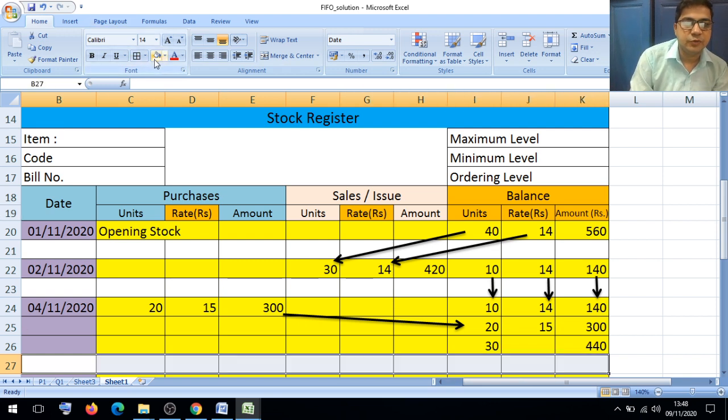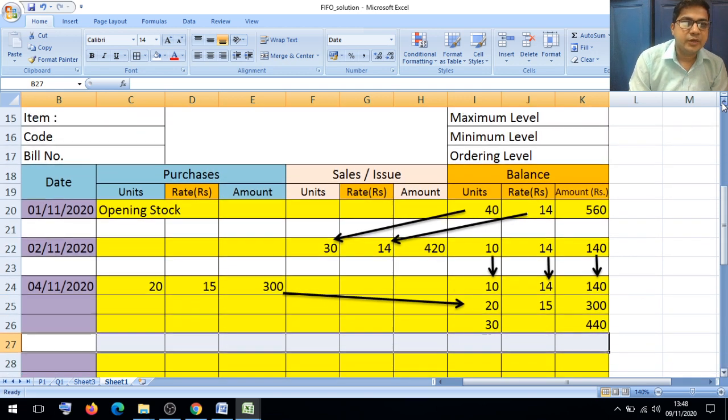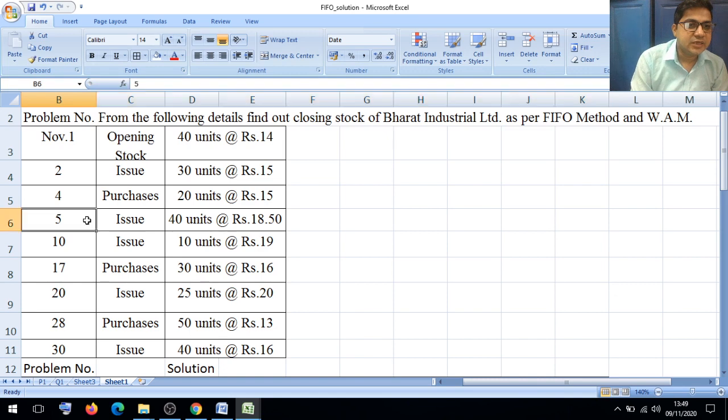These things you have to keep in mind. How many units are there? We have 30 units. The value is 440, and there are two different rates: at the 14 rate, 10 units are there, and at the 15 rate, 20 units are there. After 4th November, the next date is 5th November, when they issue 40 units.